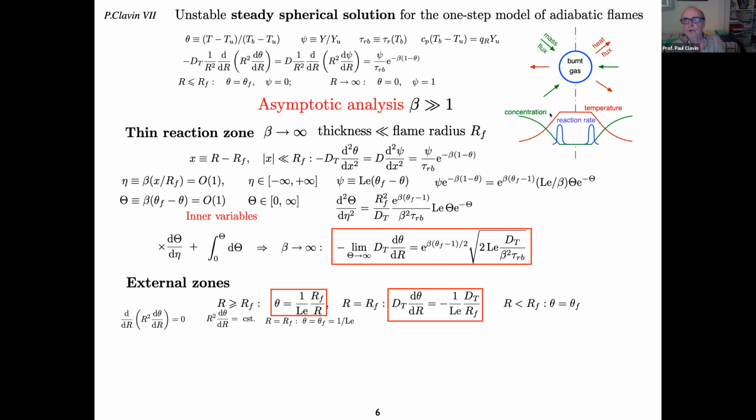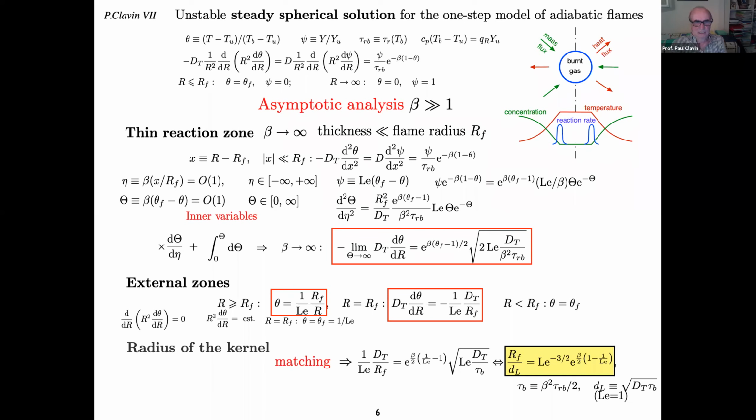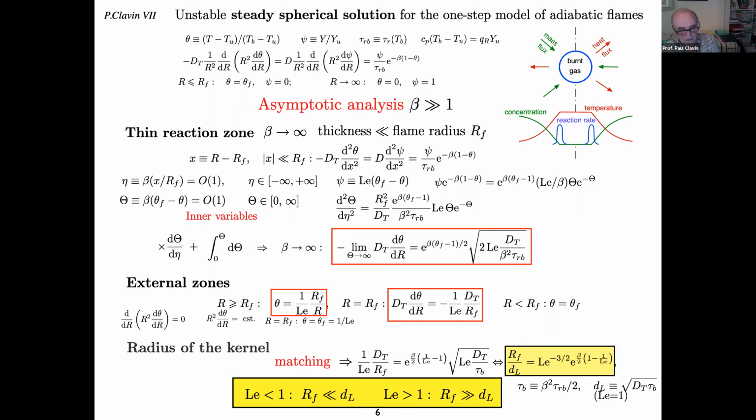leaving the reaction zone to warm up the preheat zone where the reaction rate is 0. And then because you know exactly the external solution, because this is a very simple problem, which is given here, you just match the two fluxes, and now instead of obtaining the flame speed in the planar case, you obtain the radius of this steady state solution. And the conclusion is the following: the radius is here.